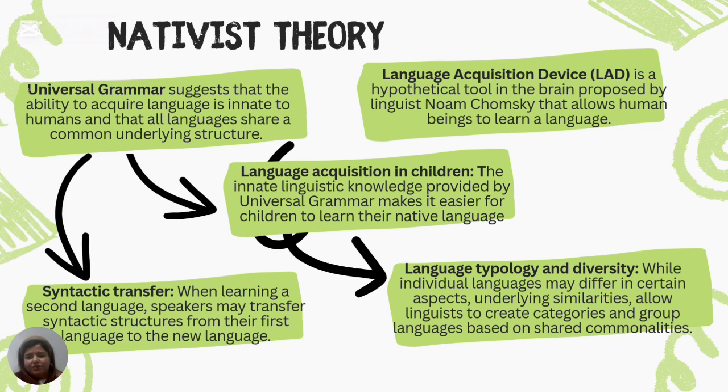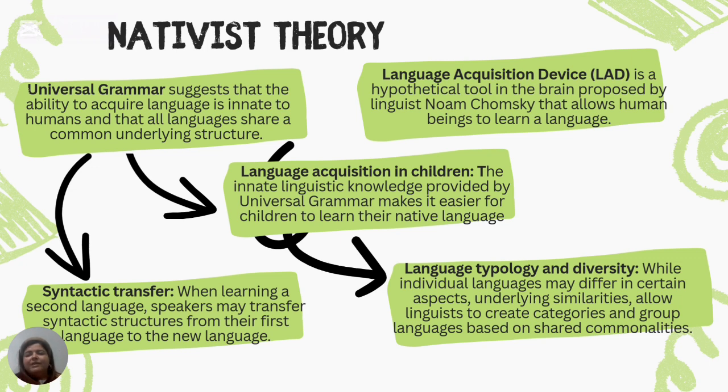Language acquisition in children. The innate linguistic knowledge provided by universal grammar makes it easier for children to learn their native language as they can rapidly grasp the shared principles and underlying structures that govern its use. For example, by the age of 3, most children can form complex sentences without any explicit teaching. Chomsky emphasized that while language has structural rules, humans have the innate ability to use them creatively.